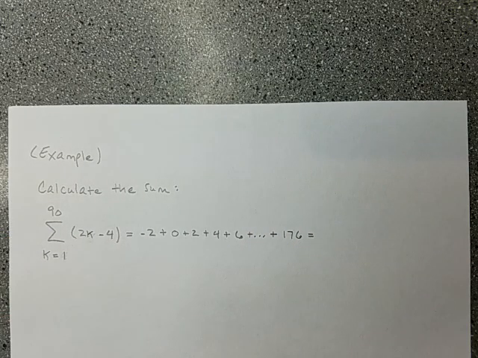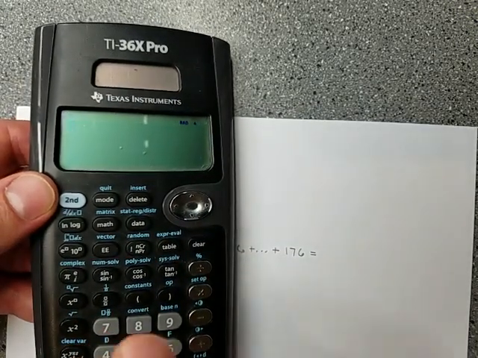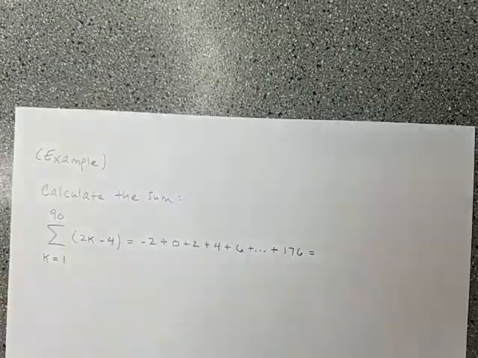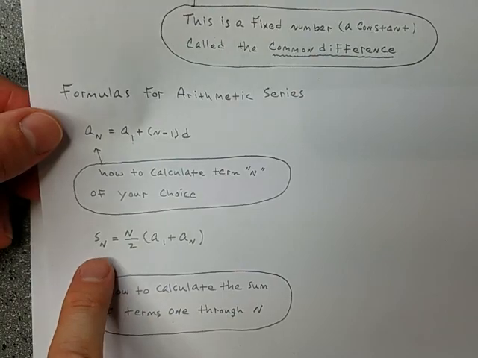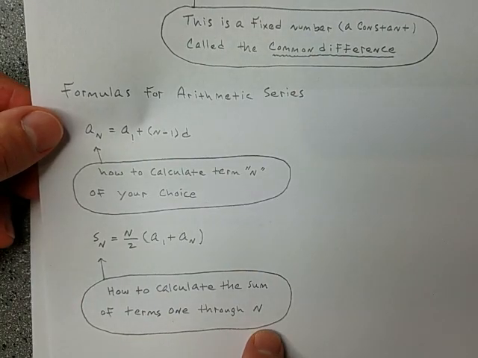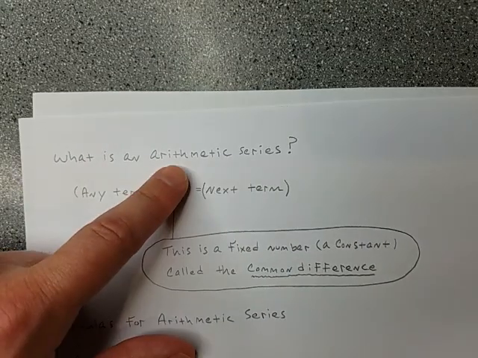So what's all that add up to? Well, that's a lot of button pushing. I mean, if I was going to do that with a calculator, it's like plus, plus, plus, plus, plus. I didn't even want to write the whole thing down. So let's use our shortcut. Here's how I find the sum of terms 1 through n. Now, first of all, that's for an arithmetic series.